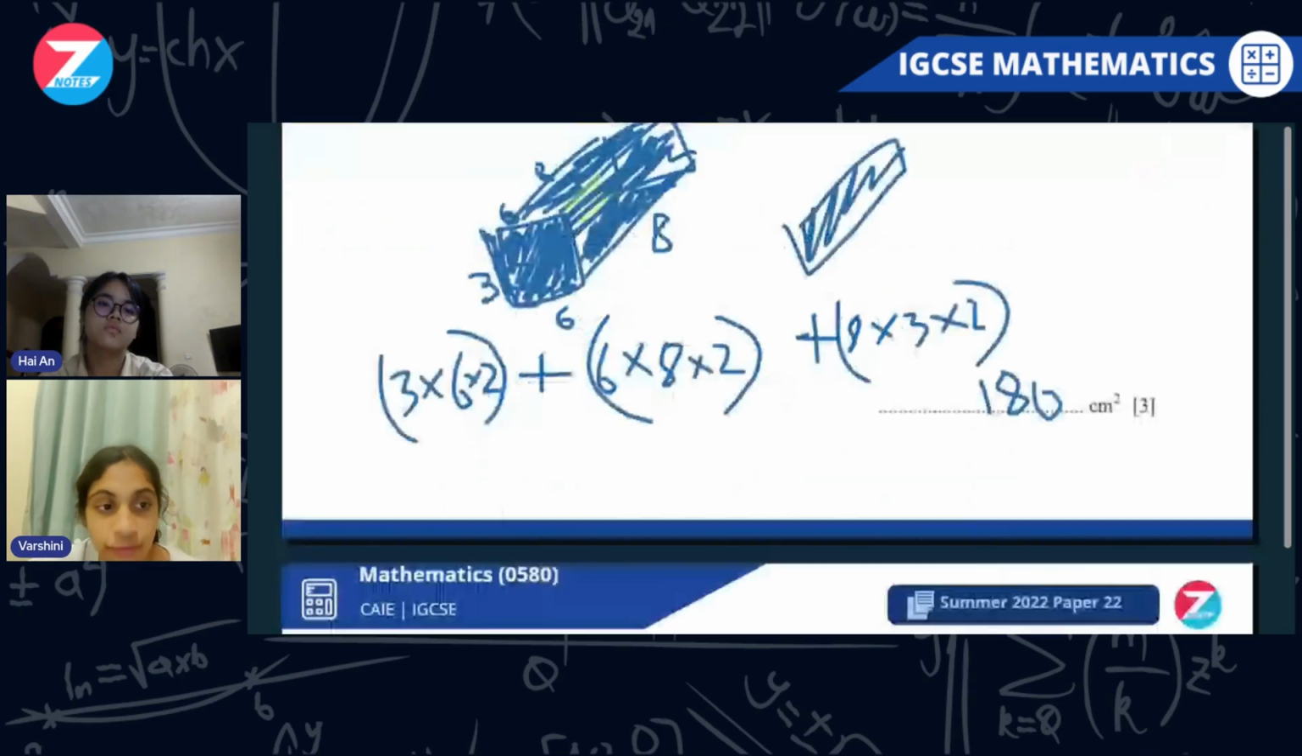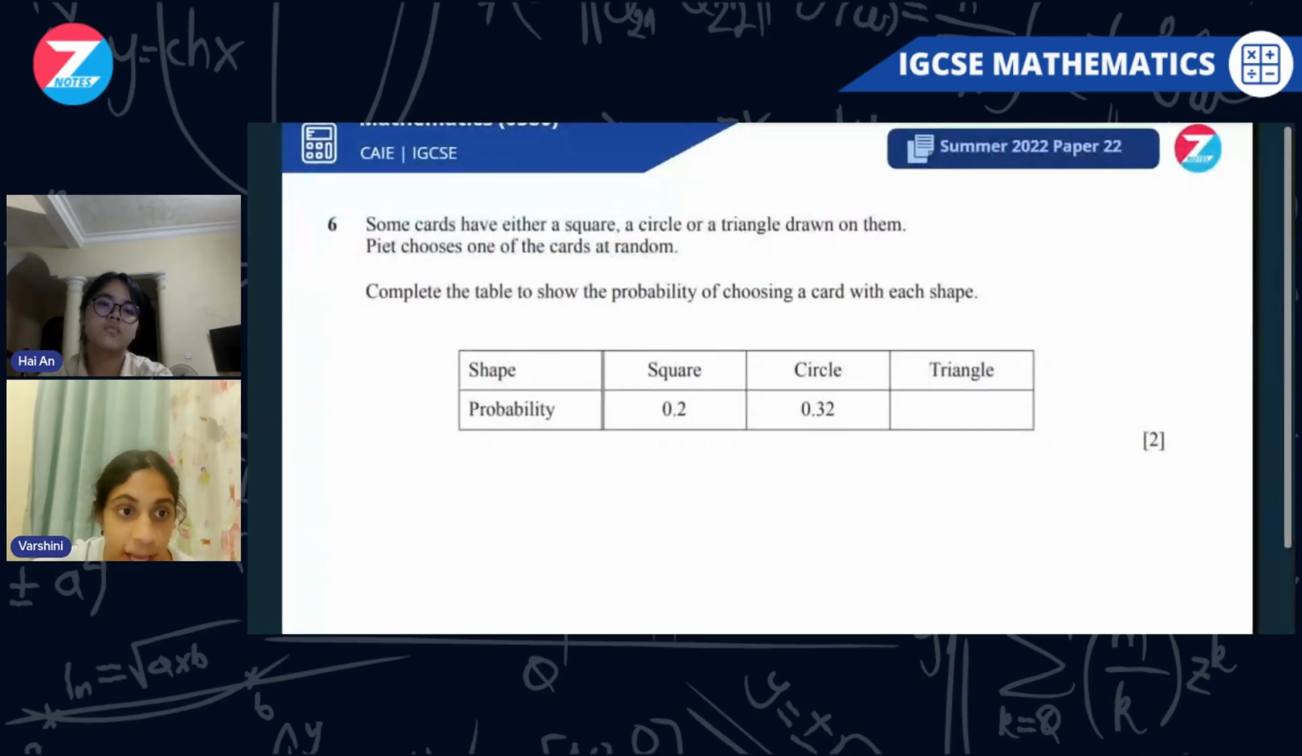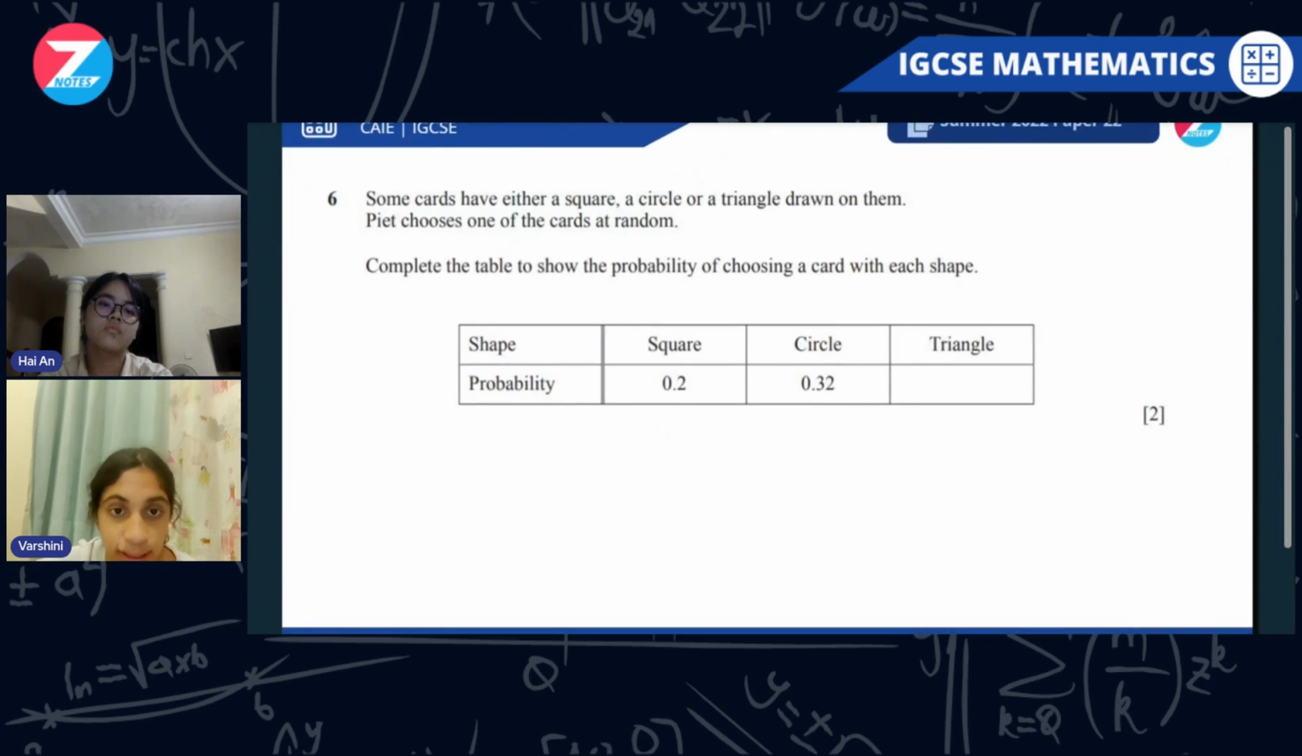Okay, the next question, question 6. Some cards have either a square, a circle, or a triangle drawn on them. Piet chooses one of the cards at random. Complete the table to show the probability of choosing a card with each shape. So here we have square of 0.2, circle of 0.32, and triangle of, we don't know what it is.